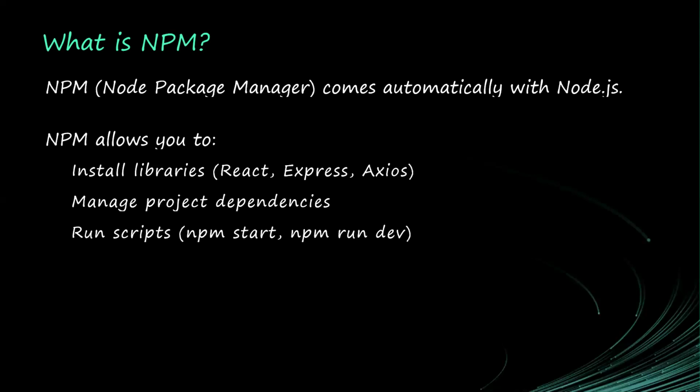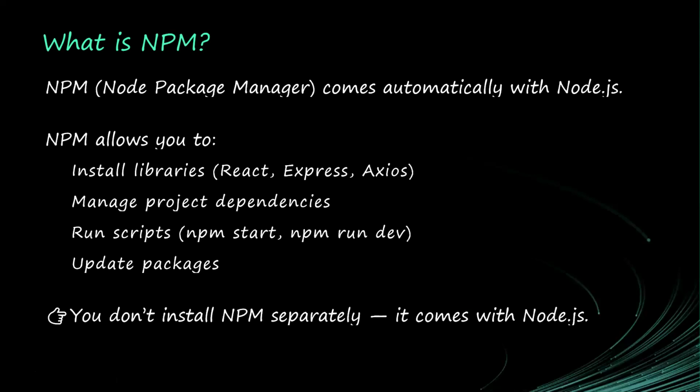So NPM allows us to run scripts, something like npm start, npm run dev. Don't worry, as we go on, when we create our first server or our first package, you're going to see how to do all these things. It also allows us to update packages. When you install some of these packages, they might be outdated, and you might need to update them. You don't install npm separately. Npm comes with Node.js. So once you have installed Node.js, it will come with npm.